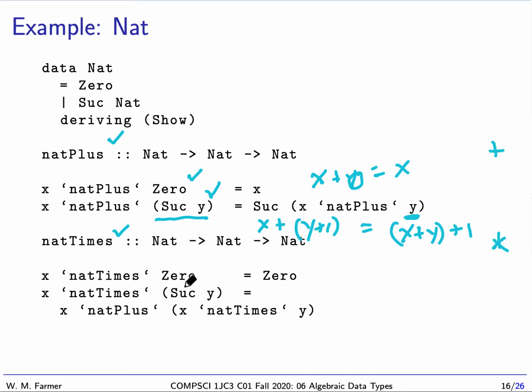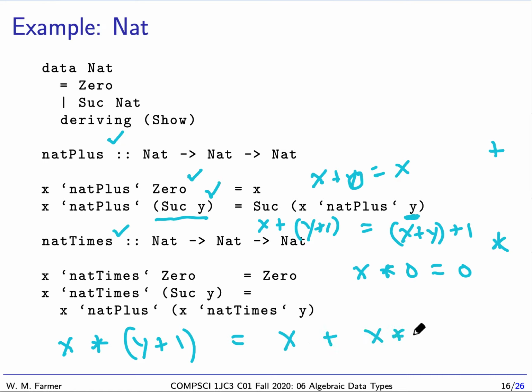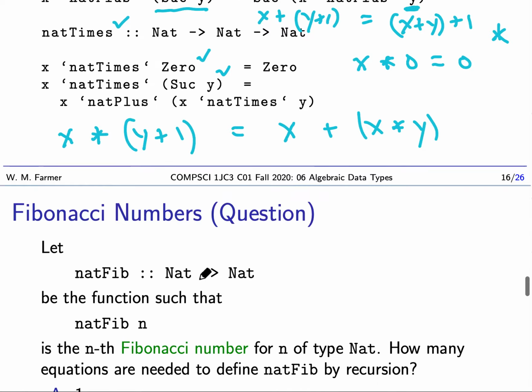Times is very similar. We have these definitions. The first one corresponds to x times 0 equals 0. The second corresponds to x times the successor of y equals x plus x times y, which we can see is true if we distribute x over y. And we have the same kinds of patterns on the right here. Okay.